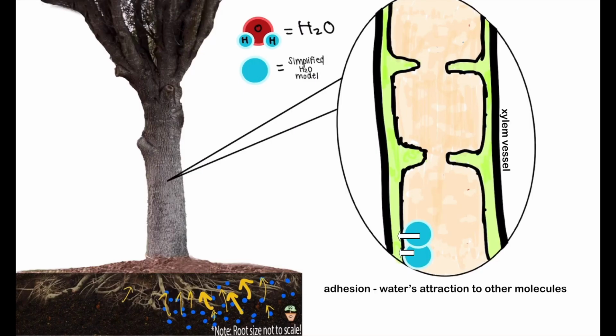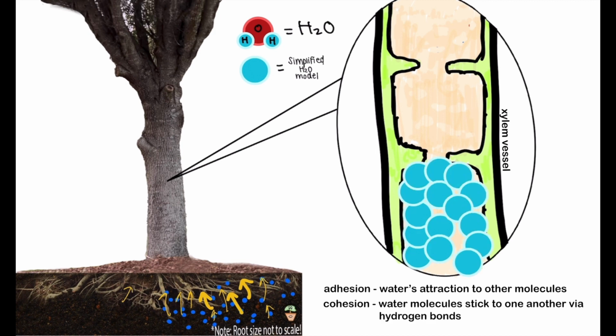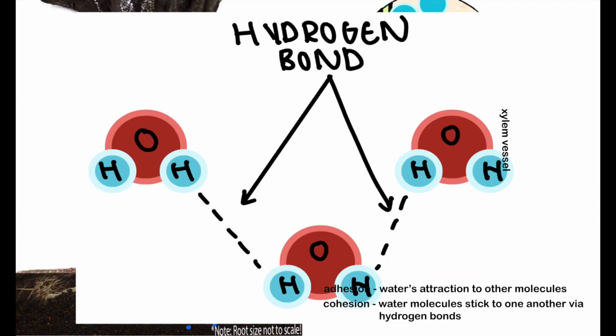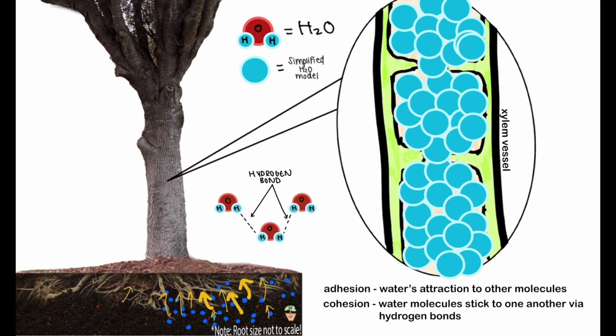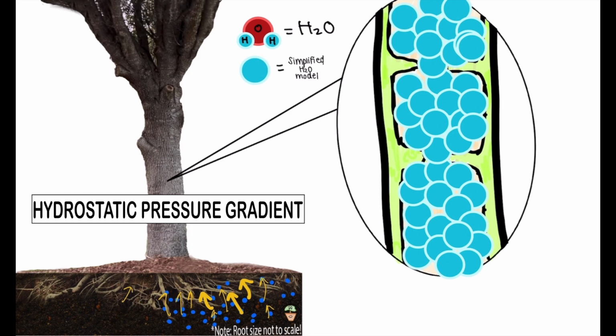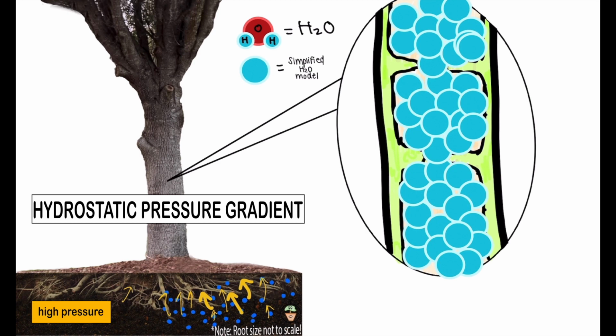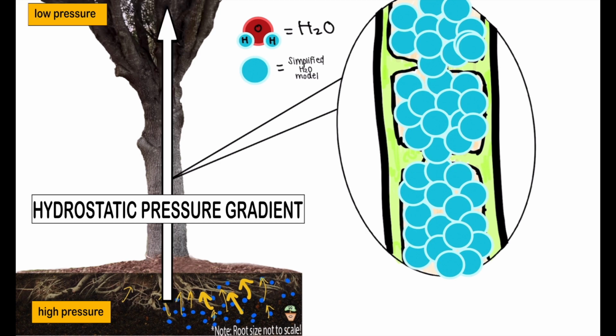Adhesion is water's attraction to other molecules, like those of xylem. Cohesion allows water molecules to stick to one another through very strong hydrogen bonds. The tension spreads from one water molecule to the next. With this, a hydrostatic pressure gradient is created, encouraging a pull force for the mass flow of water from an area of high pressure, the roots, to an area of low pressure, the shoots.